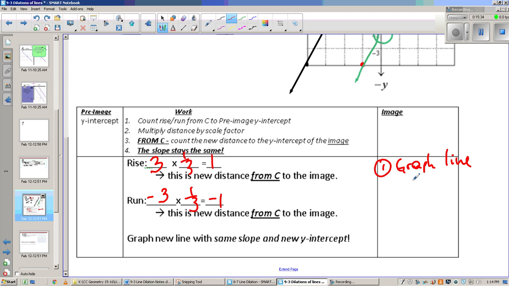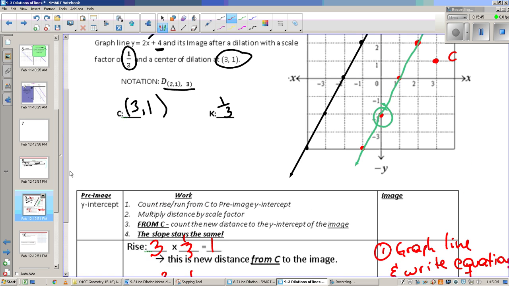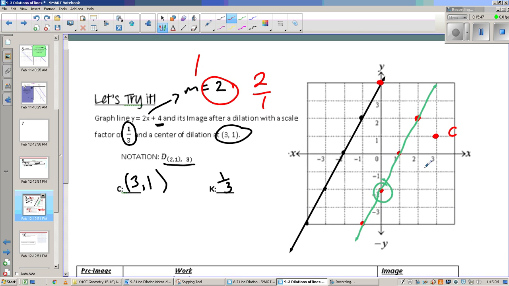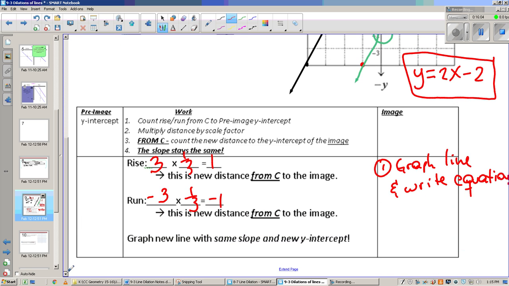And then we can write the equation of that line. Okay, so that's the method we use here. What's going to be the new equation of the new line? It's going to be y equals the same slope, 2x, and what's the new y-intercept? -2. So that's the new equation. That's the line that's the image of the line that we've dilated.